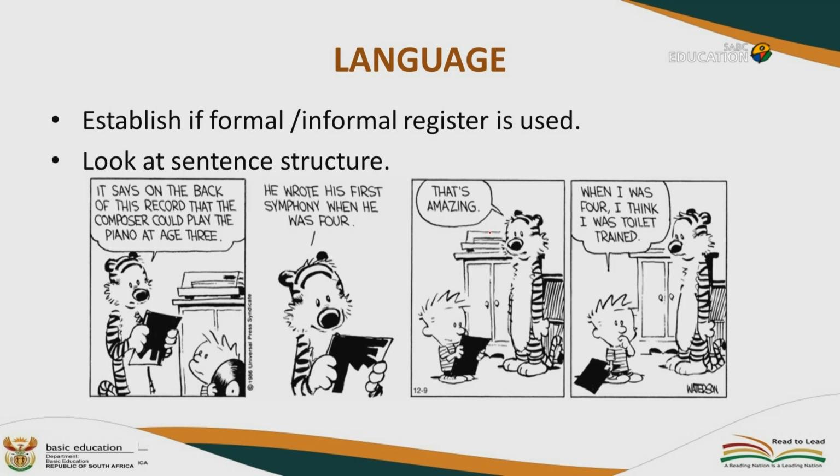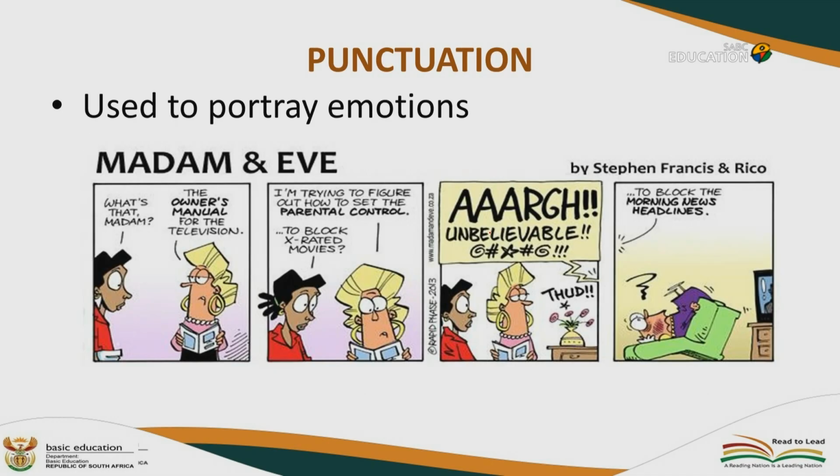And Calvin is standing thinking with his hand on his mouth, and he said, "When I was 4, all I could do, I think, was I was toilet trained, didn't write symphonies and all." I'm sure you can see this is an example of a formal register.